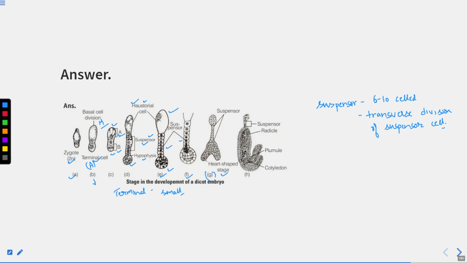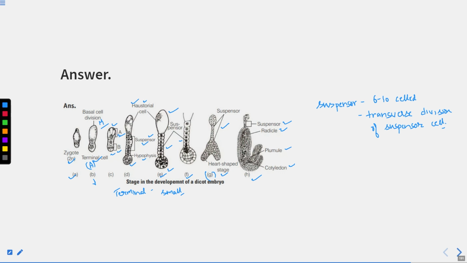This is a heart-shaped stage, and before the heart-shaped stage, a globular stage is achieved. Here, this region is the suspensor. Then what happens in the end? You can say this is the mature embryo, and the mature embryo consists of the radicle, plumule, cotyledons, and here you can see the suspensor. So I've told you that the embryonal cell divides twice vertically and once transversely, and they form an 8-celled embryo.